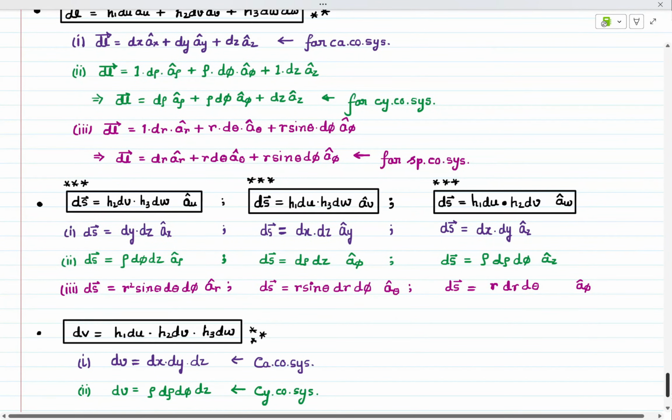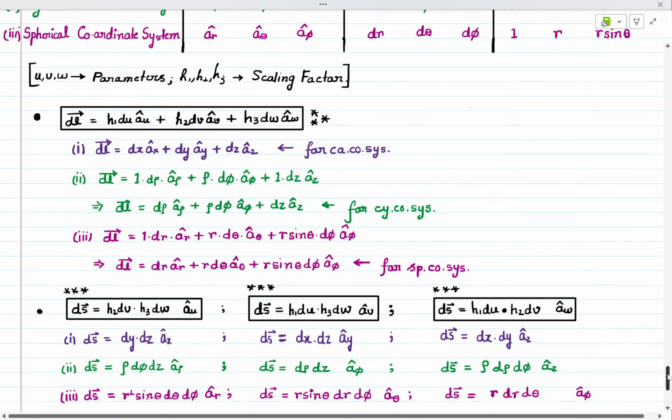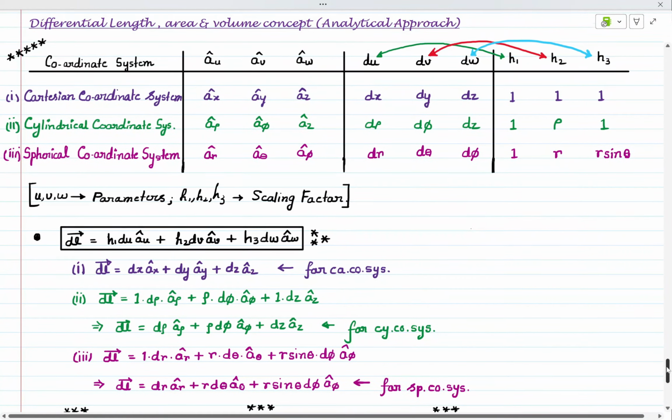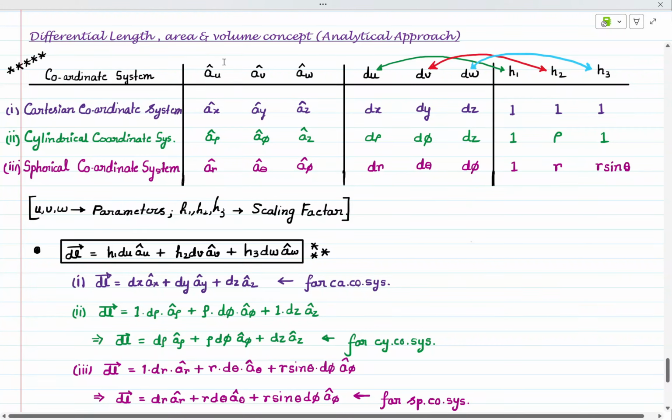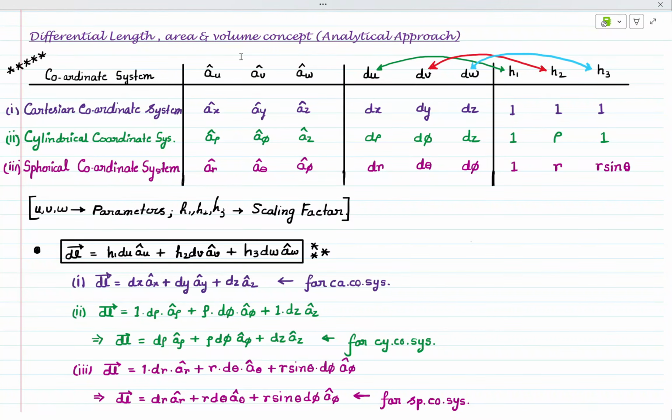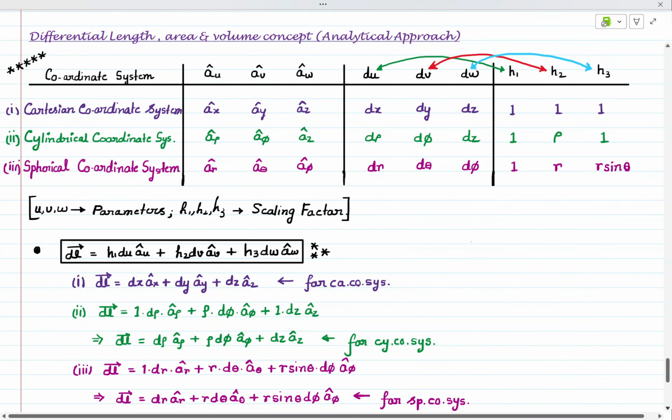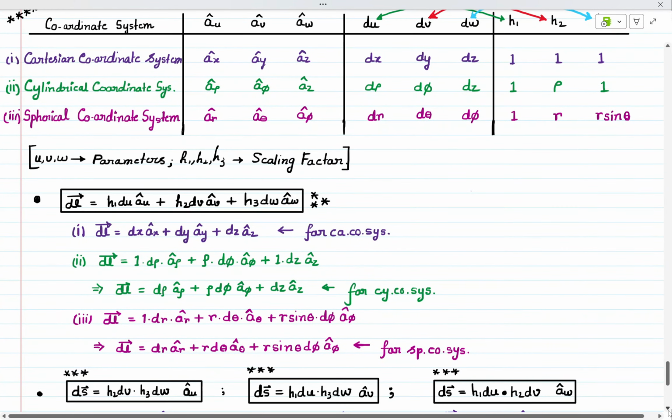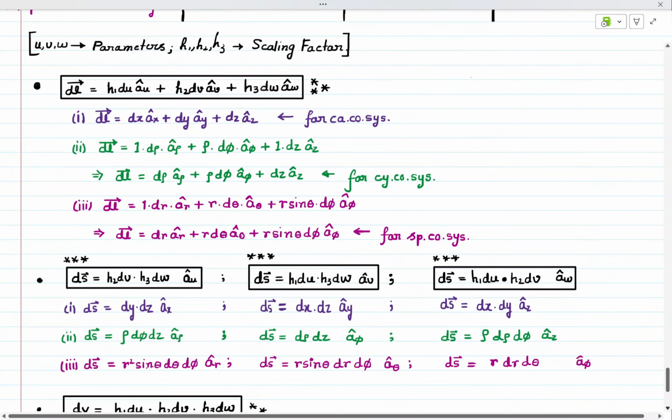Similarly, for differential area, you have to remember a single thing. If you use the u parameter to determine the direction, then the remaining two parameters, v and w, will be used to determine the magnitude. For the magnitude, you just multiply h2 into dv into h3 into dw. Always multiply the scaling factor with dv, dw, and du. Don't forget to multiply the scaling factor. In a similar way, for the other directions AV and AW, I have written the differential area formula over here.